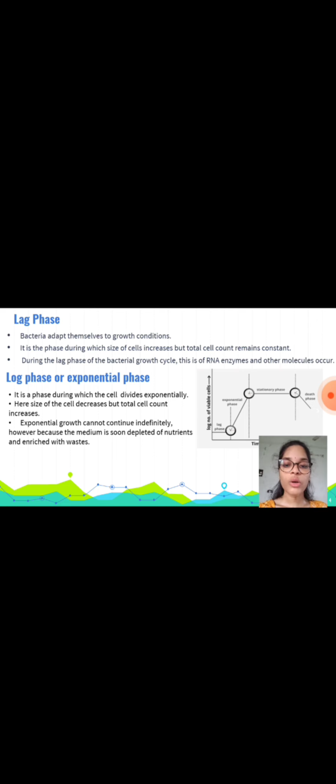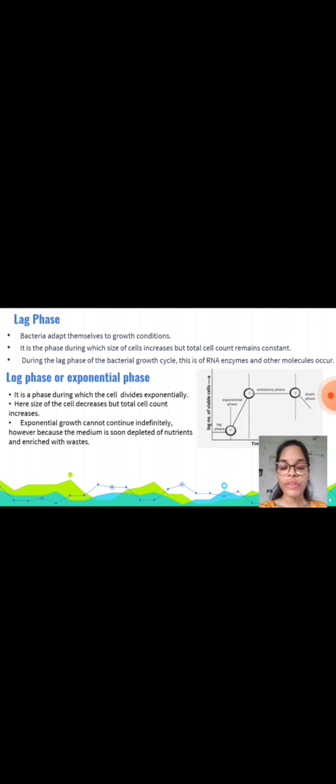Whenever we inoculate any bacterial population into fresh media, the bacteria start to adapt to that new environment. There is no increase in the number of the bacteria. There is an increase in the size of the bacteria, but no increase in the number. As well as that, there is synthesis of RNA and enzymes which are required for the metabolic activities in this phase.